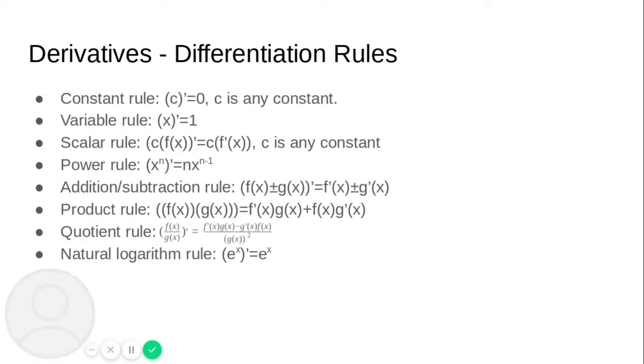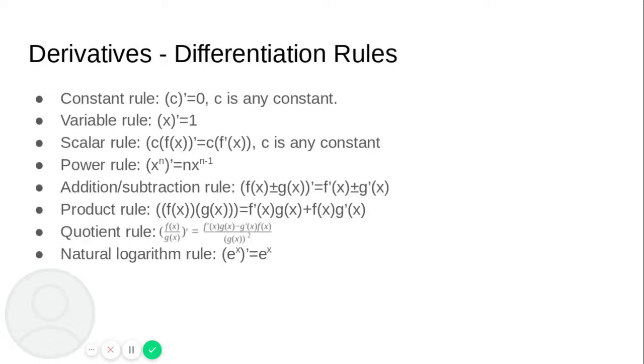So some rules for differentiation. If you differentiate a constant, then it will simply equal 0 just because it's not a function. So the variable rule is if the first derivative of x, for example, is 1. The scalar rule is if you have a constant multiplying a function and you want the derivative, then that would be equal to the constant multiplied by the derivative of the function.